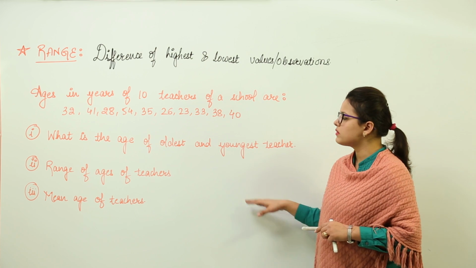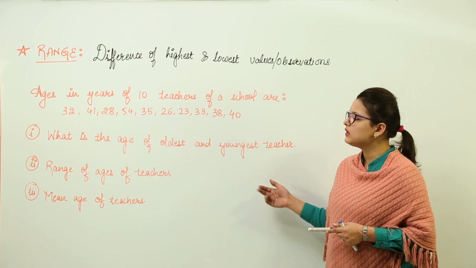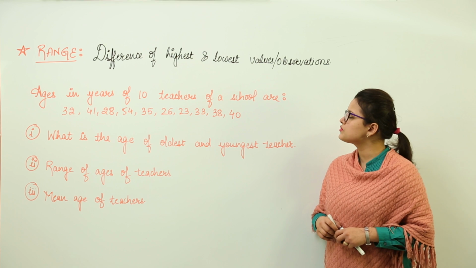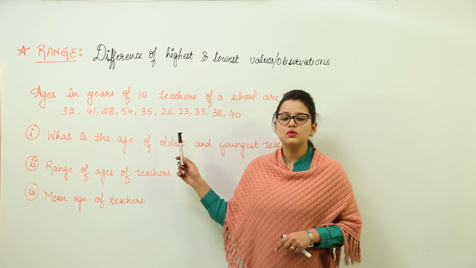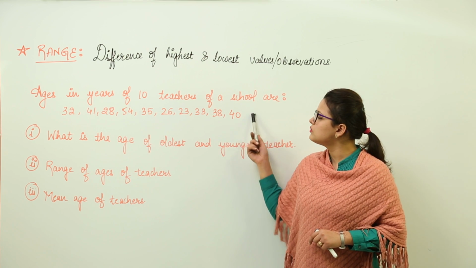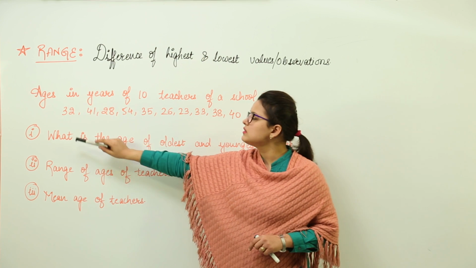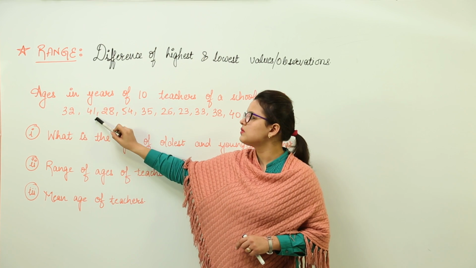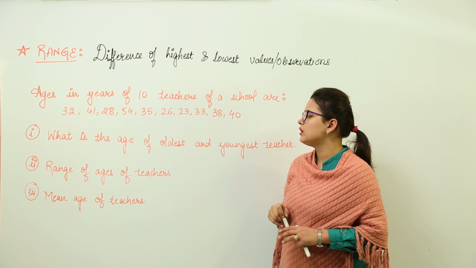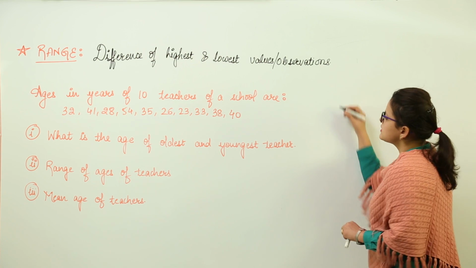Now let us solve these questions so you would understand how range is calculated. The question is: ages in years of 10 teachers of a school are given. A school has 10 teachers, and these are the ages of every teacher, right? The first teacher is 32 years old, the second one is 41 years old, the third one is 28 years old, and so on. So the first question is, what is the age of the oldest and youngest teacher?